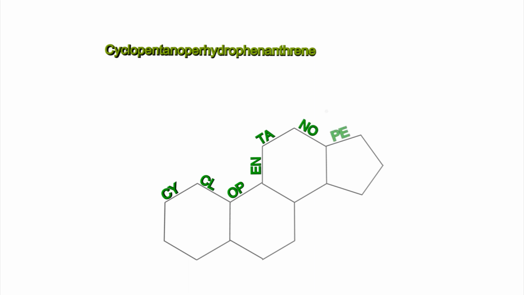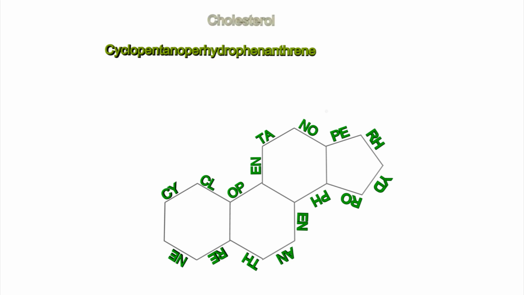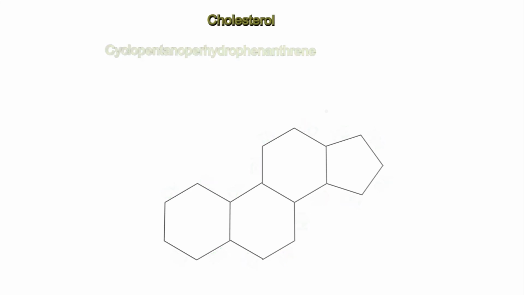Cyclopentane, perhydrophenanthrene. To form cholesterol, 10 more carbons are attached to the nucleus at different places for a total of 27 atoms.